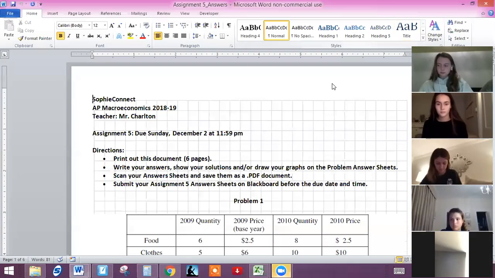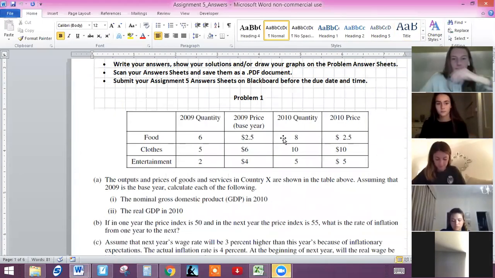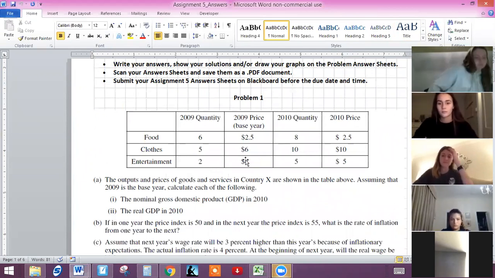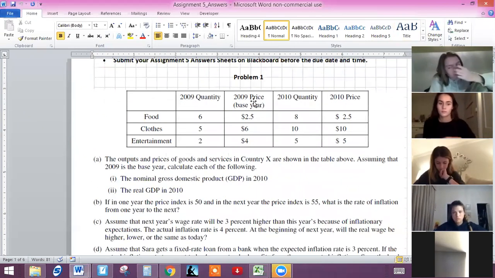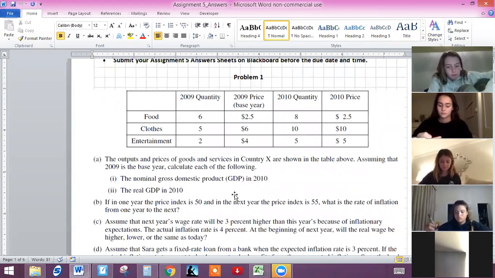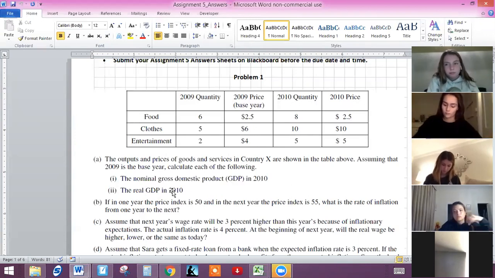Okay, so the first problem, we're looking at the output of food, clothes, and entertainment for an economy in 2009 and 2010, and then we have the prices for 2009 and 2010. And we're going to use 2009 as the base year. So what they're asking us to do is, first of all, compute the nominal GDP for 2010, and then the real GDP for 2010, using 2009 as the base year.